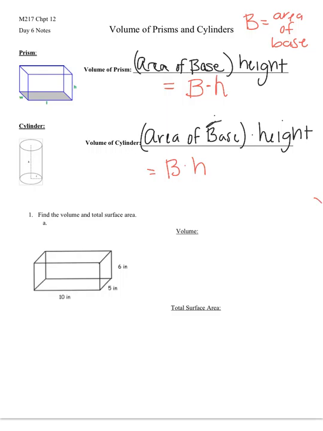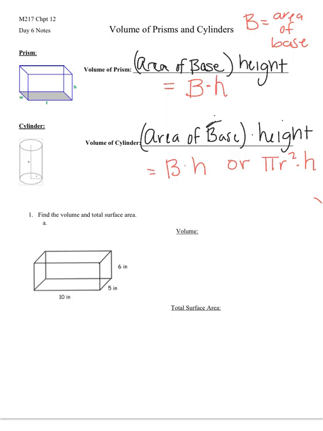Or if you're that person that likes to have all of them completely memorized, the area of the base of a circle is pi r squared. Then we multiply by that H. Okay, so that's it for the two shapes that we're dealing with today, prisms and cylinders. The volume formula is always area of the base times the height.